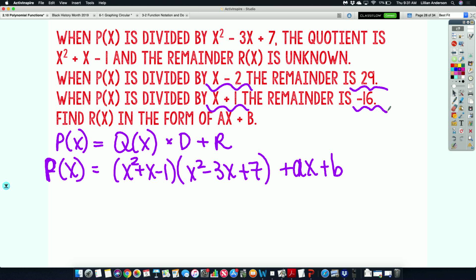So that means that 29 should equal the remainder when I plug in what value for x? When I plug in 2. What's 2 squared? 2 squared is 4 plus 2, 6, minus 1, 5. So I plug in 2 again. What's 2 squared? What's 3 times 2? 6. So it's 4 minus 6 plus 7.